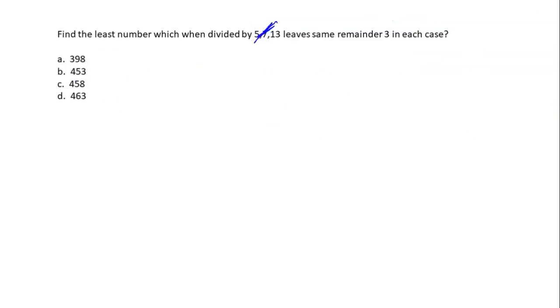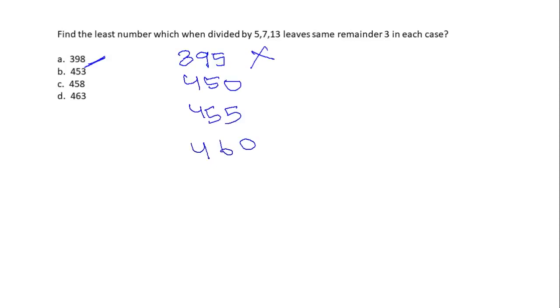Next is divisibility by 7. 395 should be divisible by 7. Is it divisible by 7? No, it's not. 450 should be divisible by 7. Is it divisible? No, it's not. Then 455, then you'll have 460, minus 3 each. 450 is not divisible by 7, and 460 is also not. So the only option divisible by 7 is 455. So the answer is 458, because 455 plus 3 is 458. After that, the remainder is 3.